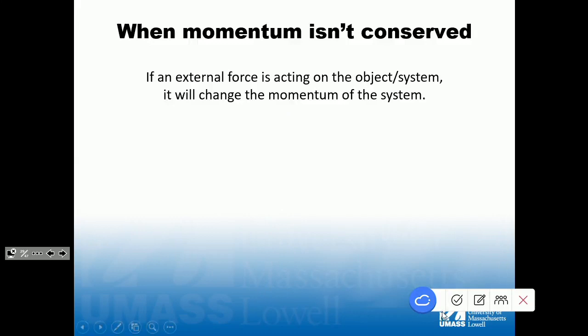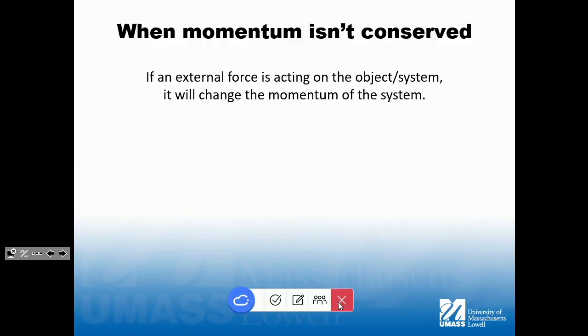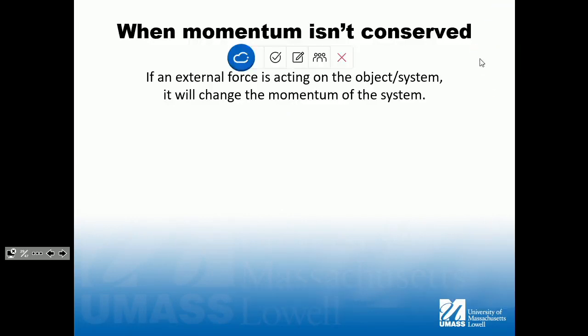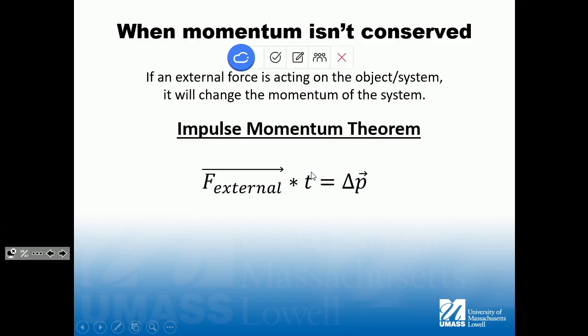So when momentum isn't conserved, obviously, momentum is not conserved when you have an external force acting on the system. Right? This brings us to something called the impulse momentum theorem. An impulse is literally a force acting for a brief time. It is a big push or shove. Right? If you want someone's attention, you bang them on the head. You're applying a large force for a little bit of time. Right? You're giving that system a little bit of time.